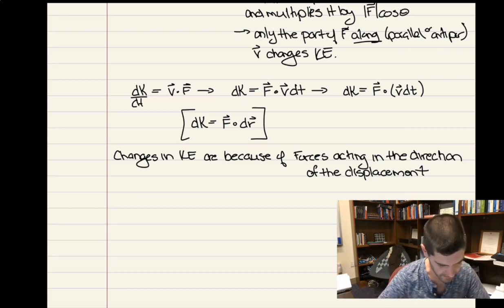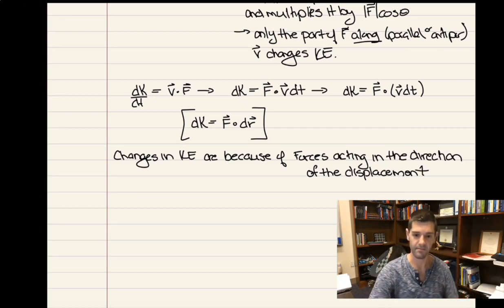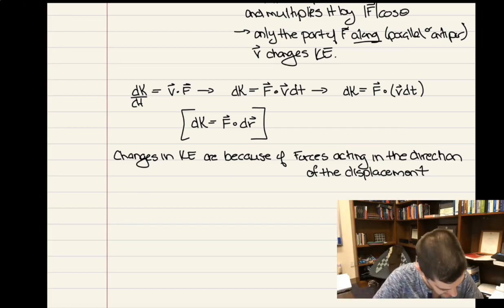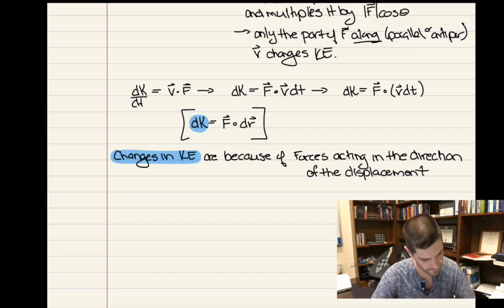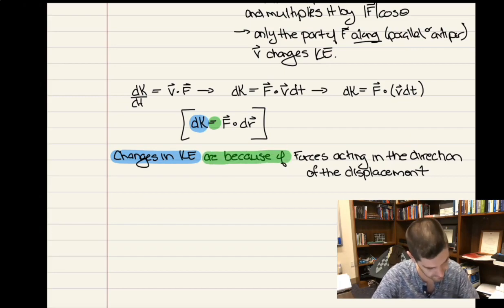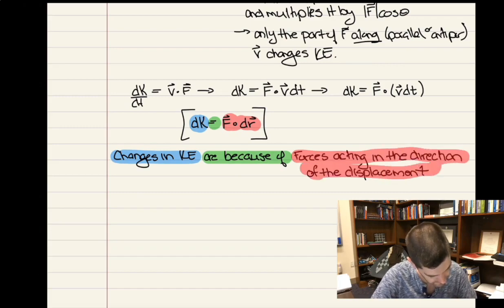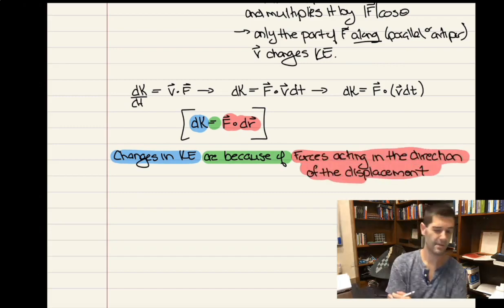And sometimes, if I think of this as an equation, I wrote it down, then I wrote it down in words. This dK is this part. The equal sign is this part. And then the right-hand side is this part. Changes in kinetic energy are because of forces acting in the direction of the displacement.